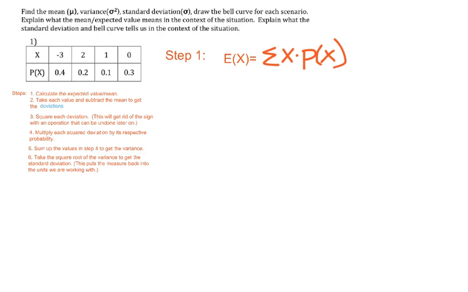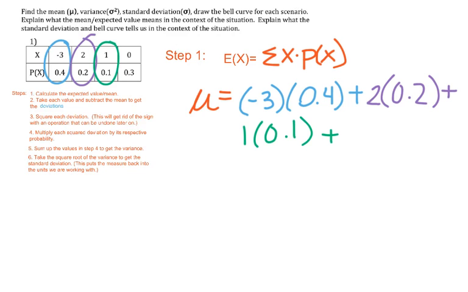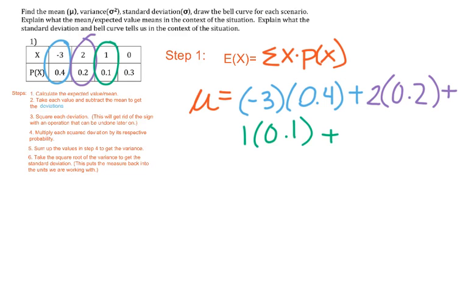So let's get started with number 1. We're first going to calculate the expected value. So we take each x value and multiply it by its probability. So we have negative 3 times 0.4 plus 2 times 0.2 plus 1 times 0.1 plus 0 times 0.3. This gives us an expected value or a mean of negative 0.7. So now the mean is calculated. That's step 1.